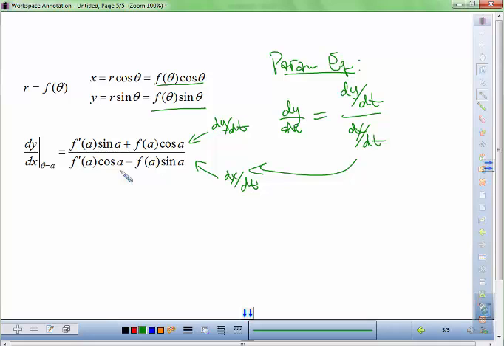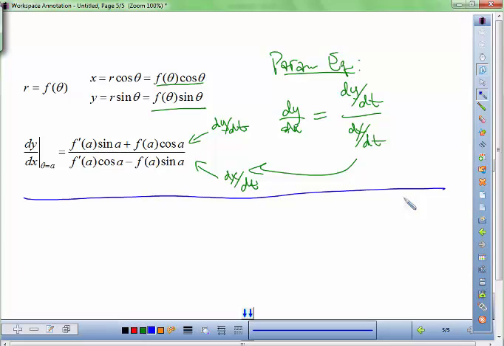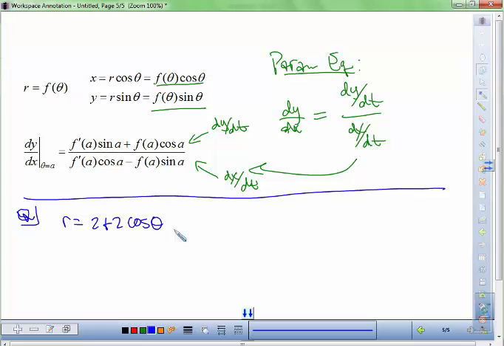So let's do an example. Let's do the cardioid. By the way, you should figure out what happens if you change the cosine into the sine, and what happens when you switch this into a negative or a positive, okay? Because then you'll see the other types of cardioids that exist.